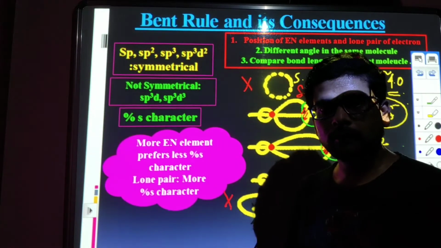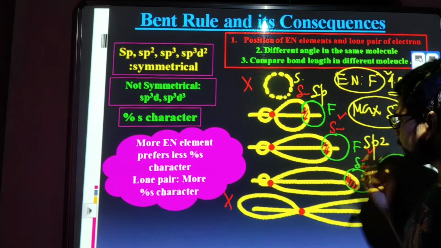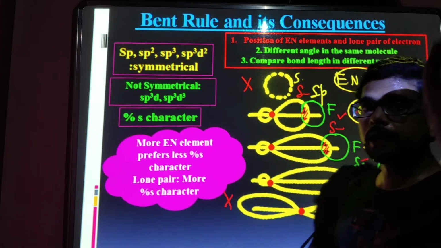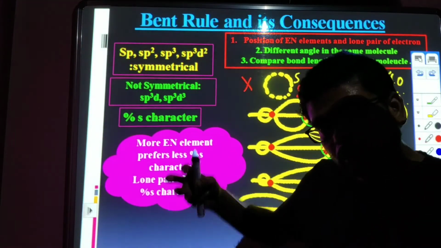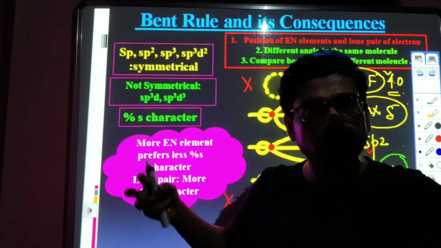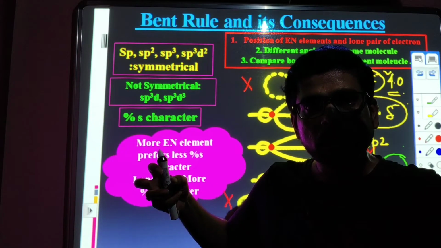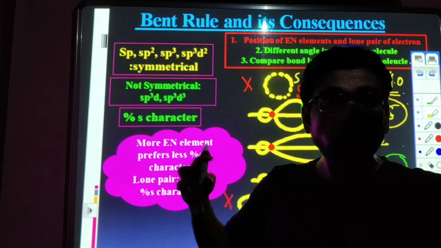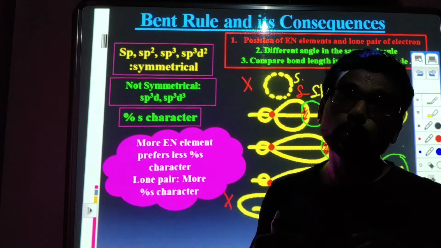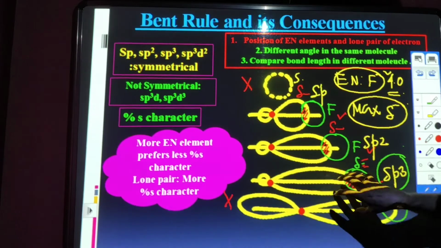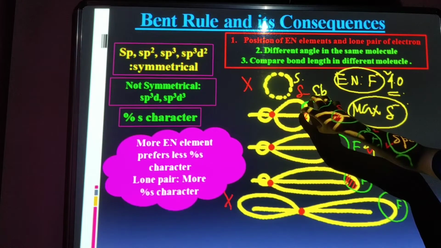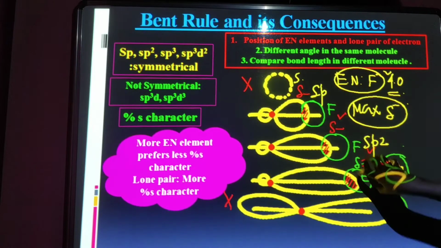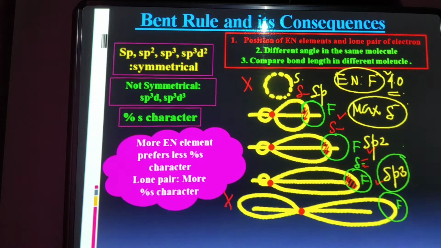I have the maximum power to attract the shared pair of electrons. That means wherever it gets an opportunity, it will try to elongate the hybridized orbital and incorporate more p character so that it will be happy. Like here, fluorine doesn't want to be here in comparison. Fluorine wants to be happy here.